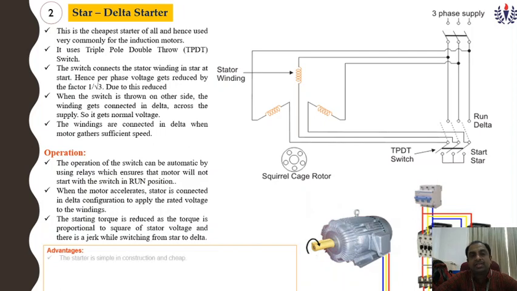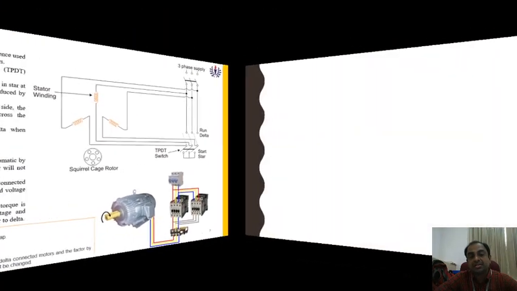Advantages: the starter is simple in construction and cheap. It is maintenance free. Limitations: it is suitable only for normal delta connected motors, and the factor by which voltage changes, 1 by root 3, cannot be changed.